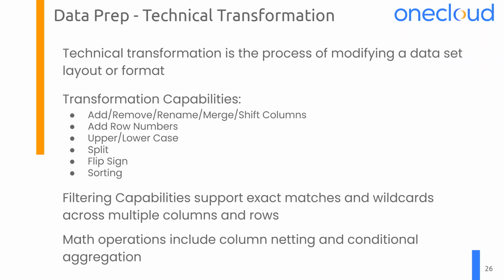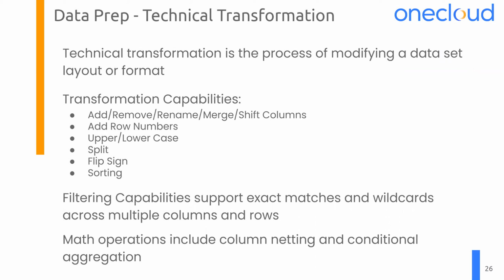So we have a lot of different things here. We can add, remove, rename, merge, and shift columns. We can add row numbers. We can uppercase or lowercase values. We can split things. So if you've got some field that has a delimited value in it, maybe an underscore delimited column, we can split that column out into multiple new columns. We can also do sorting, and great filtering capabilities. So if we want to pull things out of the data set that really don't need to be there, we can do that on the technical transformation side.